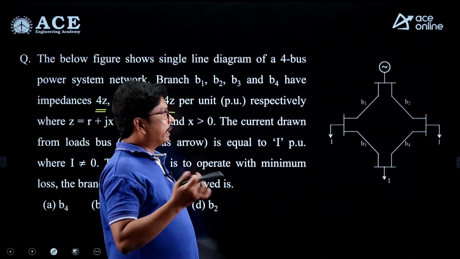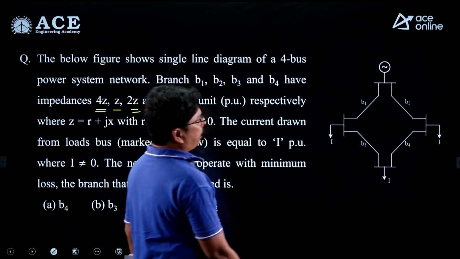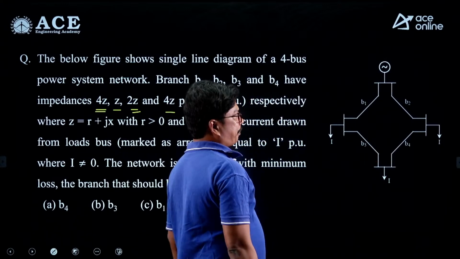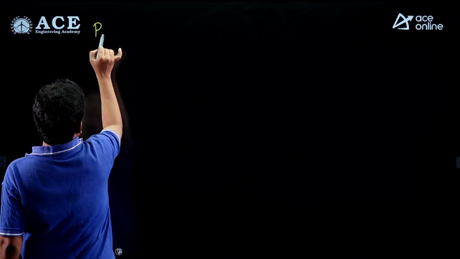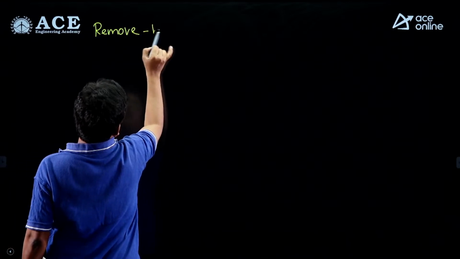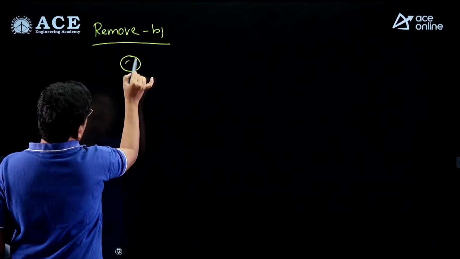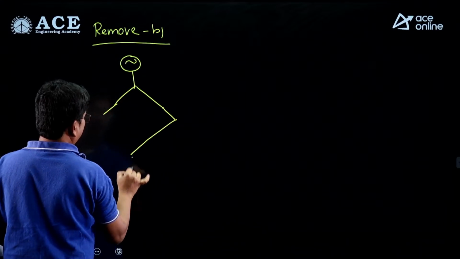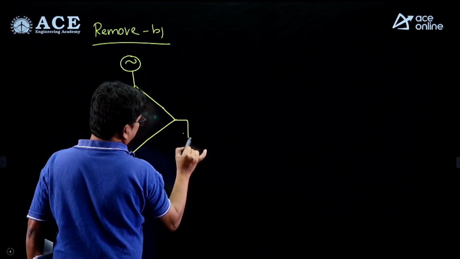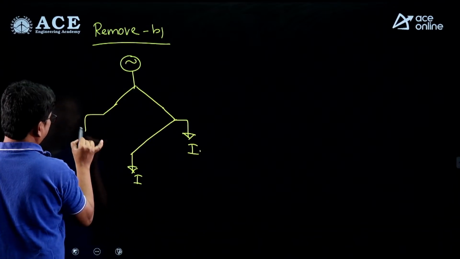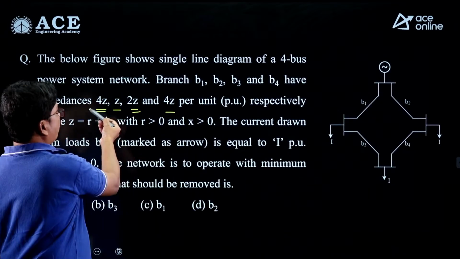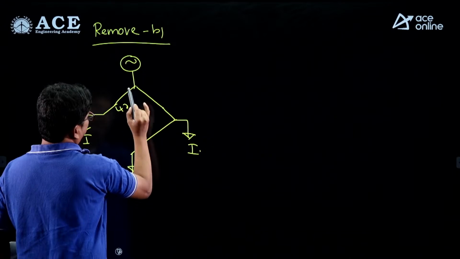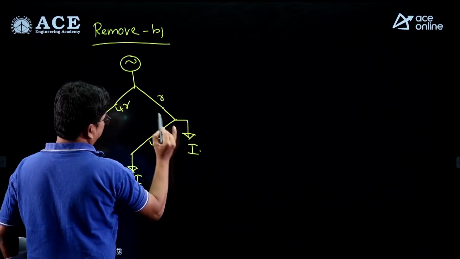So we need to remove the branches individually and then we have to calculate. First of all, we will remove branch 1, and then branch 2, branch 3 and branch 4 we have to see here. So first of all, remove branch 1. So this is the network we are having. This is I, this is also I and this is also I. And the impedances are given 4Z, Z, 2Z and 4Z. We will take the resistances. So it will be 4R, R and it will be 4R.